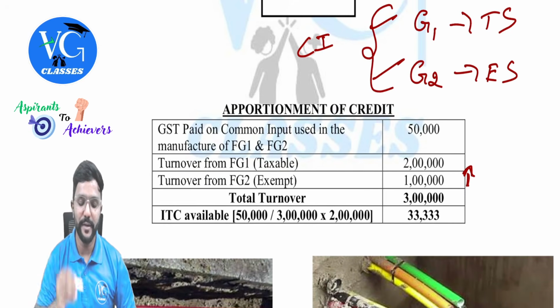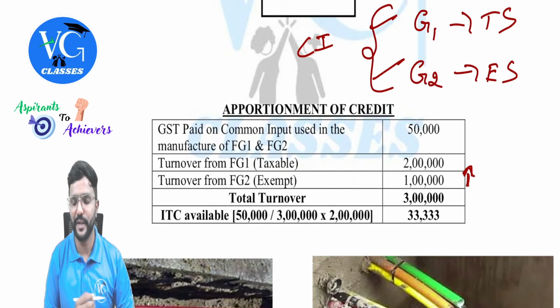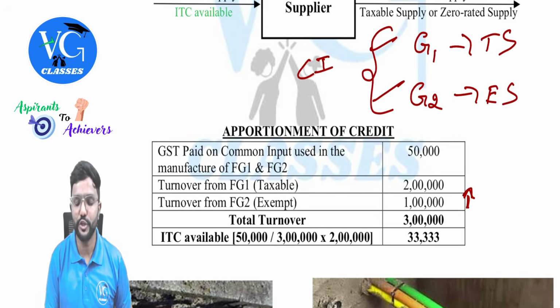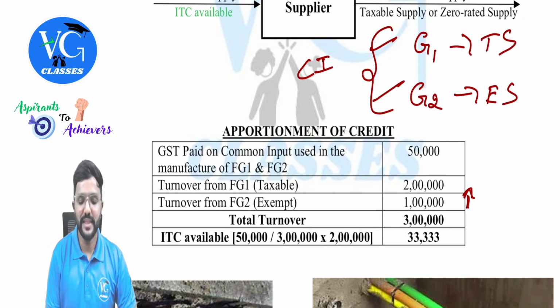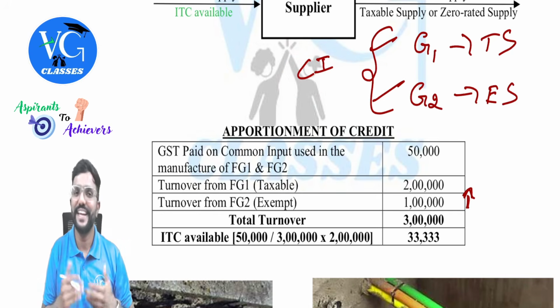Sir, there is a common input or input service or even capital goods which is used in the manufacture of two goods. I am manufacturing two goods. One is G1, the other one is G2. G1 is taxable supply and G2 is exempt supply. And this input, whatever I am purchasing, I am using for both these outputs. Can I claim full credit?